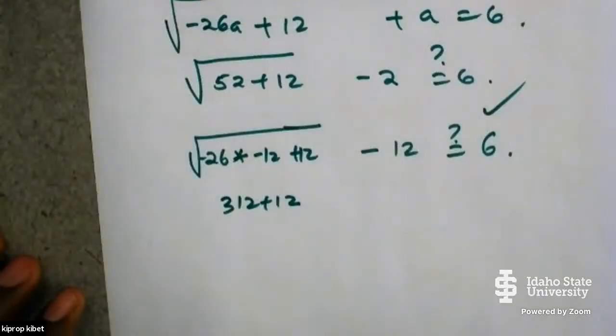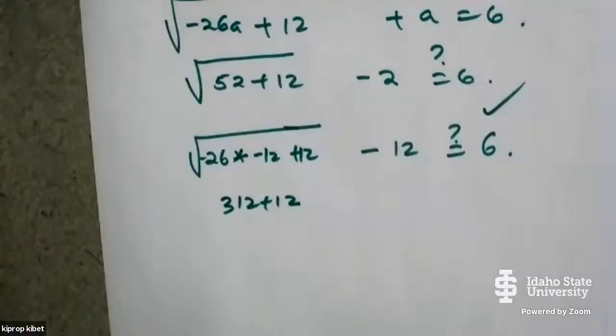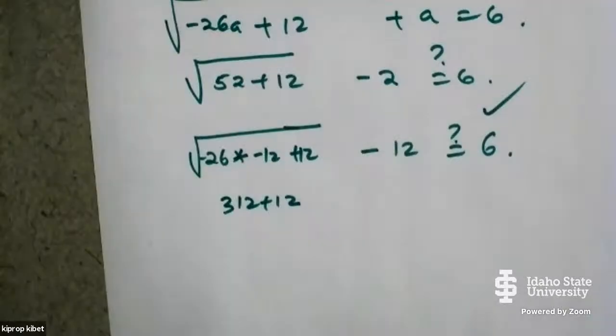Will Newton want both, or one or the other? Of course, it will need both of them. So you separate it with a comma: minus 2, and then a comma, minus 12.